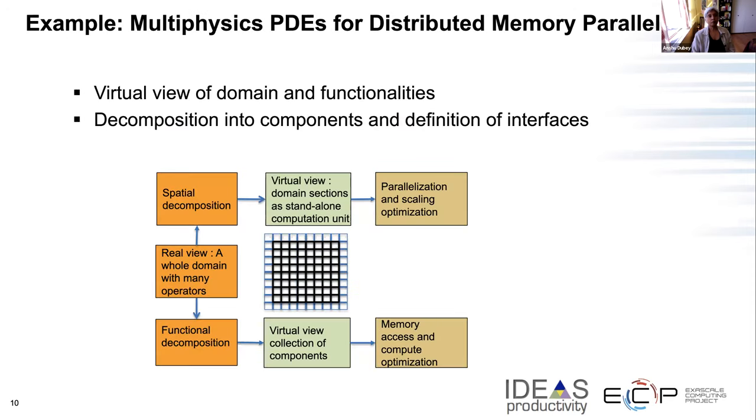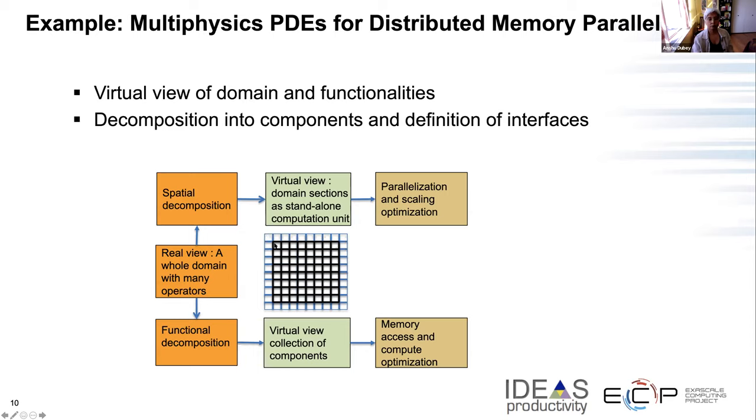So, an example from a domain that I'm very familiar with, and this is multiphysics partial differential equations. This is still in the context of distributed memory parallelism only. So here what we have is a code, and we are looking at taking two distinct views of it. There is the spatial decomposition, which returns a virtual view as domain sections. This is the domain decomposition. So domain sections where each section becomes a standalone computation unit. And this is especially true if you're working with, for example, explicit methods.